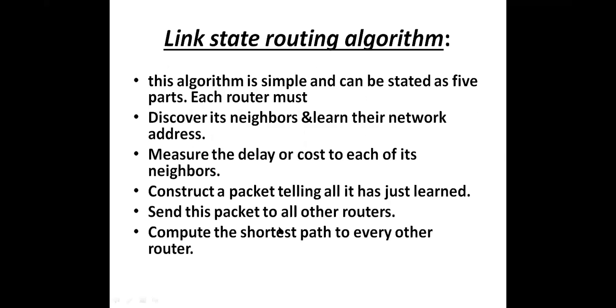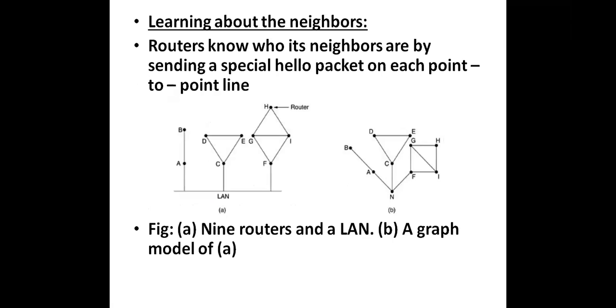And the next one is the link state routing algorithm. So what is the link state routing algorithm? Here the link state routing algorithm is based upon 5 steps: discover the neighbors, measure the delay, construct the packet, distribute the packet, and compute the shortest path. So these are the 5 steps. First, learning the neighbors.